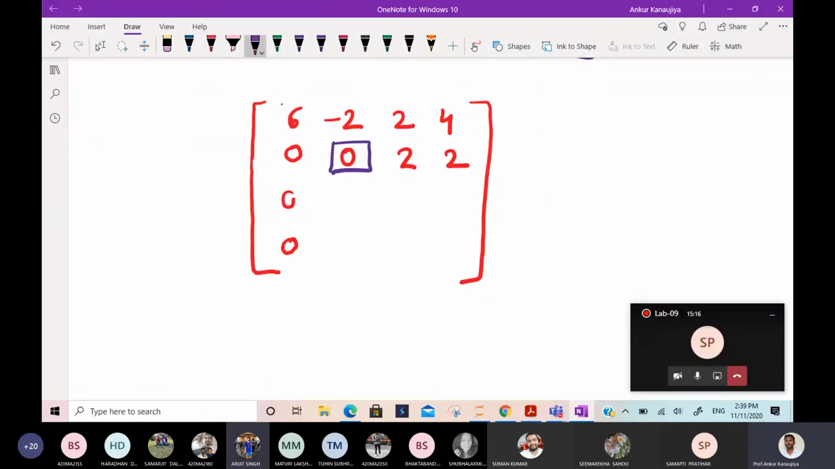Yes, sir, the third row will be 0, minus 14, 8 and 1. And the last row 0, 2, 3, minus 14.